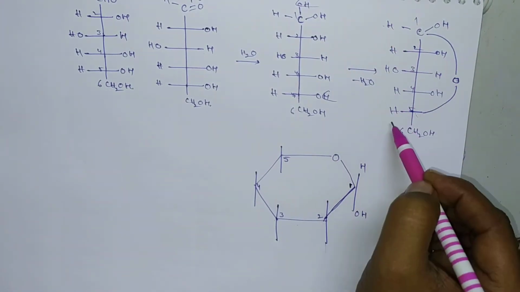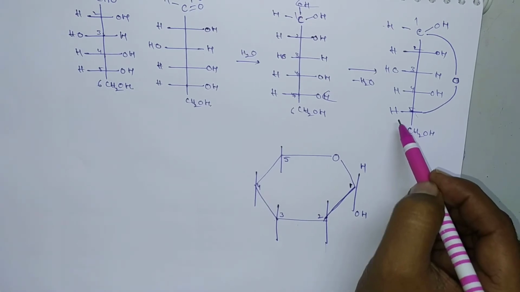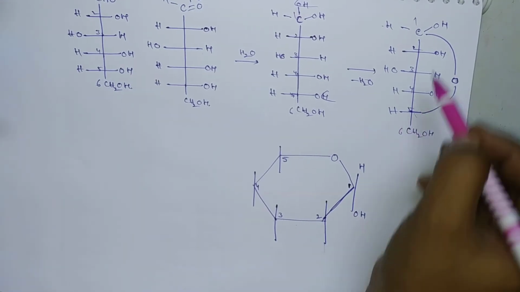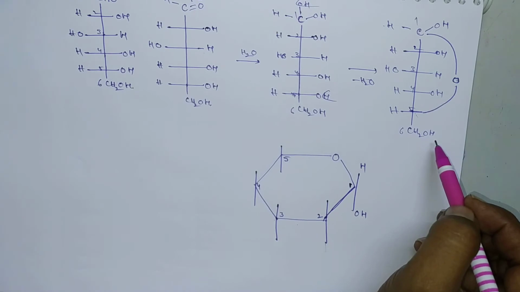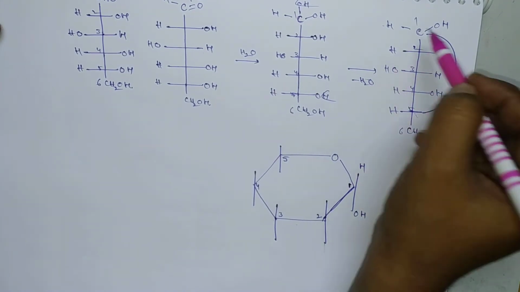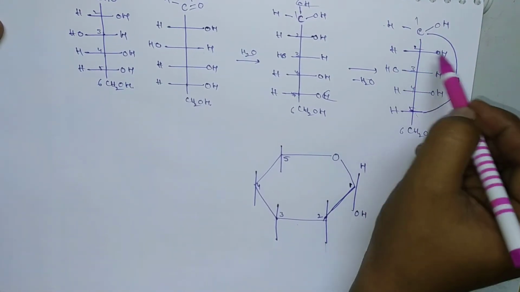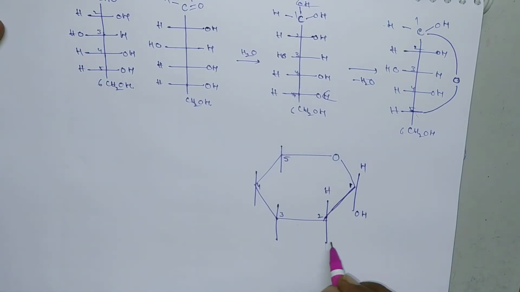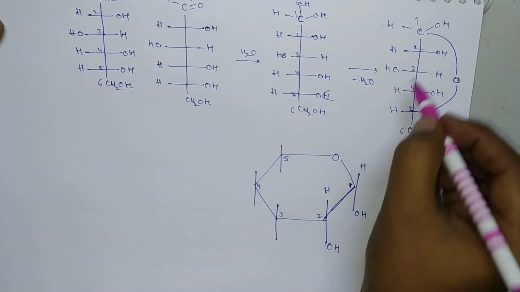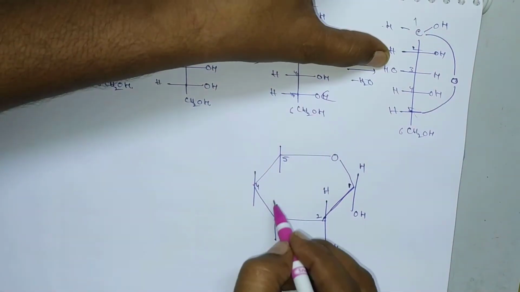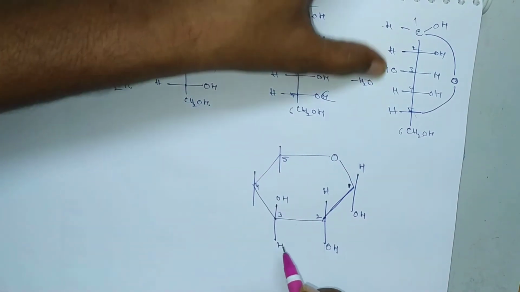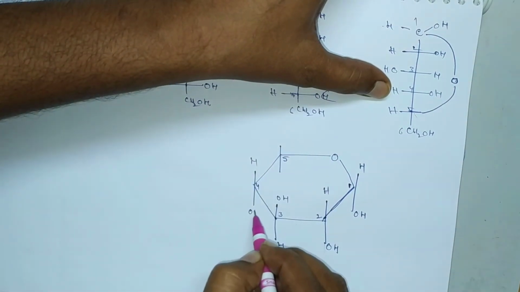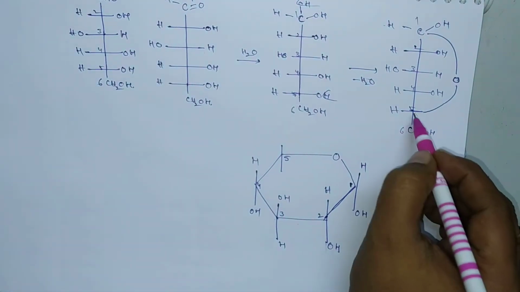We should write like this. The left side groups are present above the plane of the 6-membered ring, whereas the right hand side groups are present below the plane of the 6-membered ring. So that's why H and OH. Next H and OH, H at the left hand side, OH at the right hand side. Next OH and H. Here OH, H, H and OH. Here this is the fifth carbon.